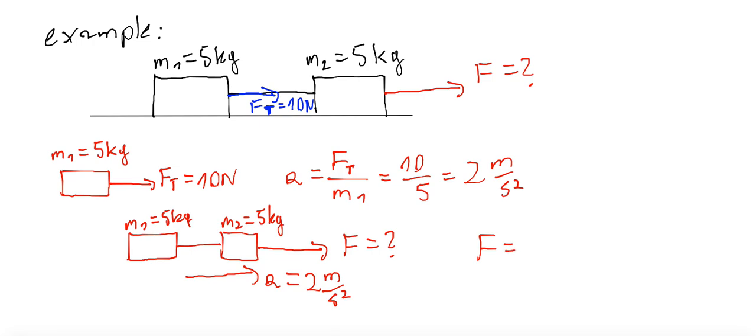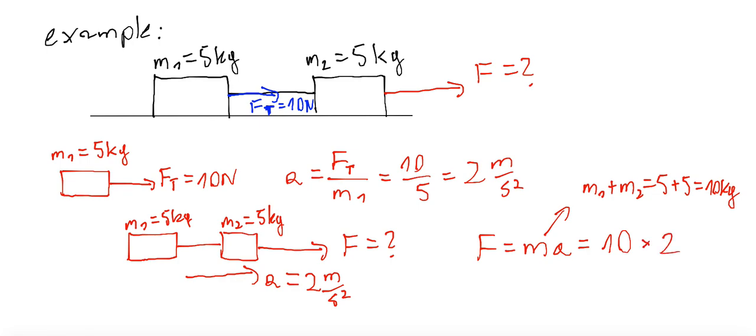Force is mass times acceleration. Overall mass is 10 because M1 plus M2 is 5 plus 5, so 10 kilograms. So 10 times acceleration 2, which was calculated here. M1 is connected with M2, so both objects accelerate with acceleration of 2. 10 times 2 gives 20 newtons, so the overall force acting on the system is 20 newtons.